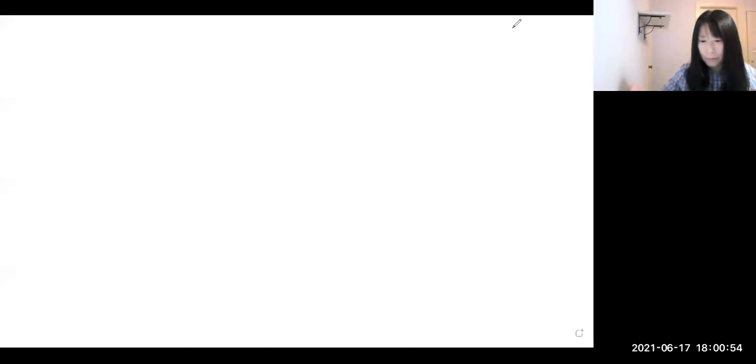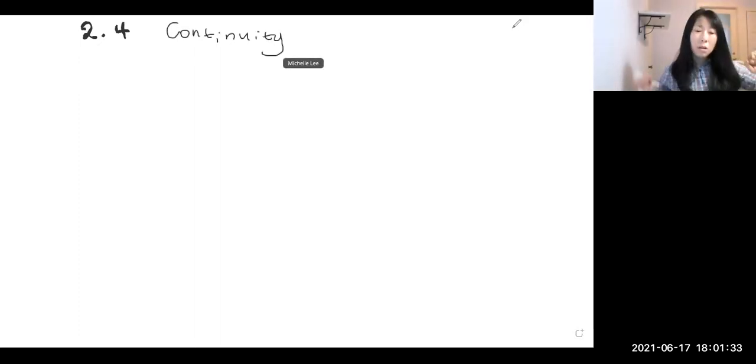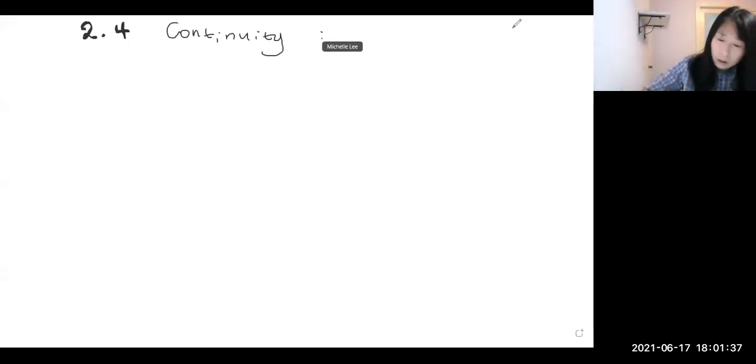Okay, so we're gonna do 2.4 continuity. So a function is continuous if there is no holes, no break, no asymptote, right?